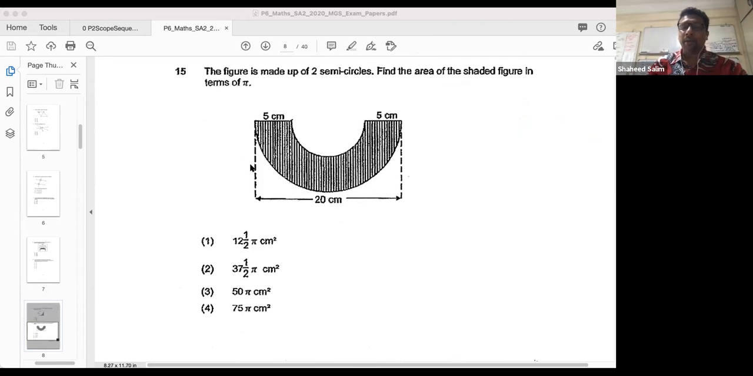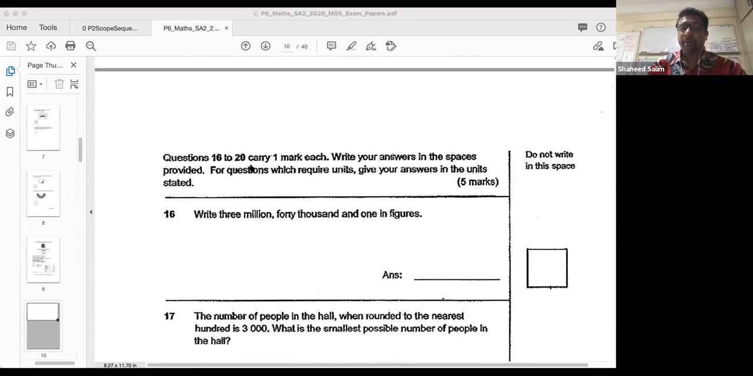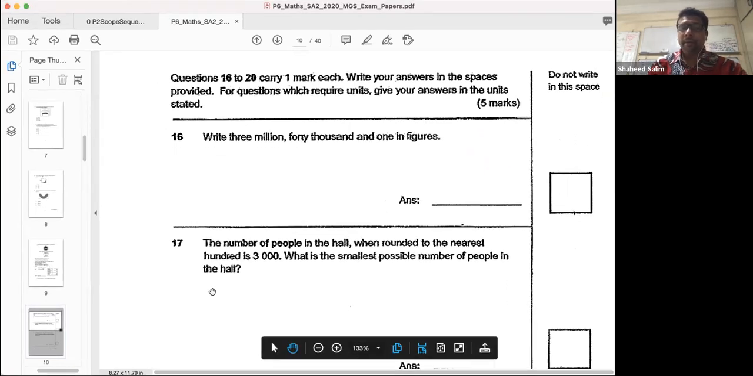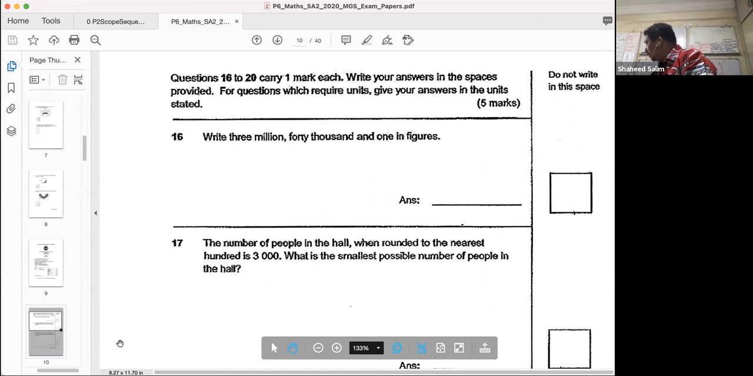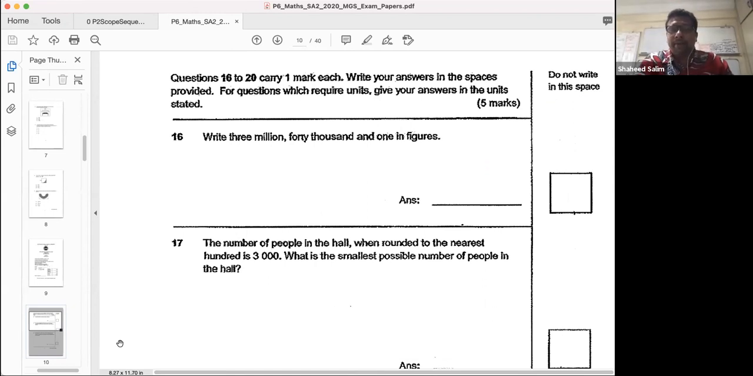Okay, now we do the next one. We go to the next part. We want you to write this in numbers. What do they mean by in one figure? Write in numbers. What's the number? You type the number and send it to me. 3 million.